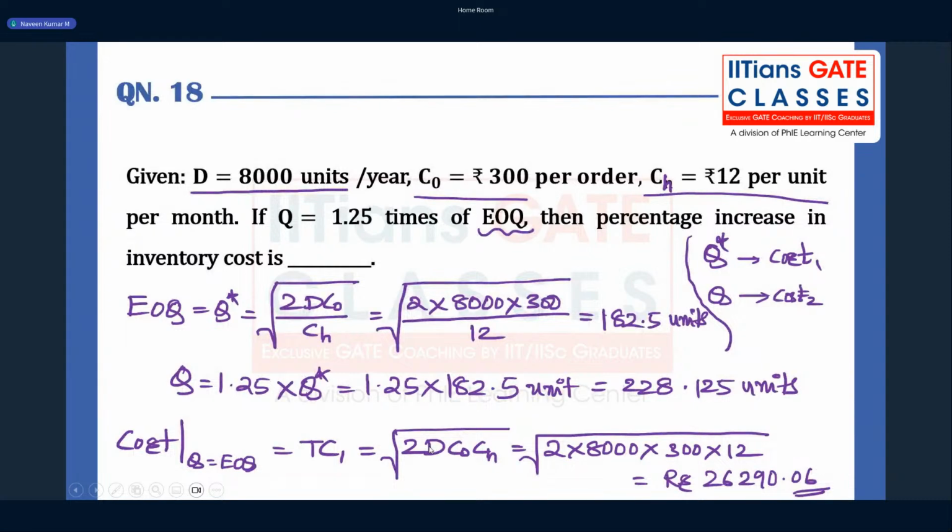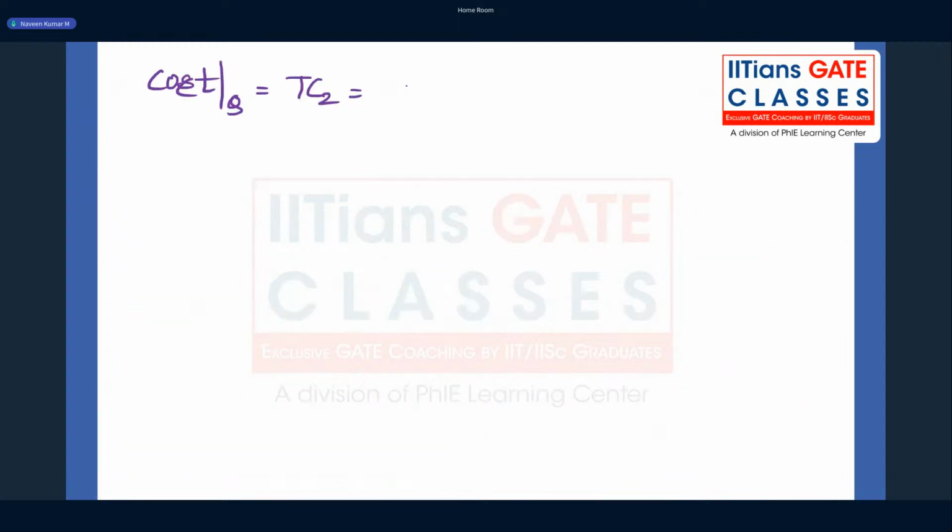Repeatedly during our class we have said you should not use this formula. You have to use the mother formula, that is your ordering cost plus holding cost. That is, number of orders into ordering cost plus average inventory into holding cost. That is D by Q into C naught plus Q by 2 into CH, right?